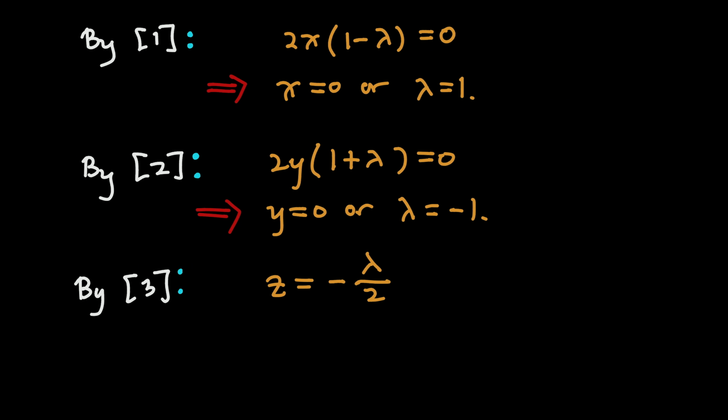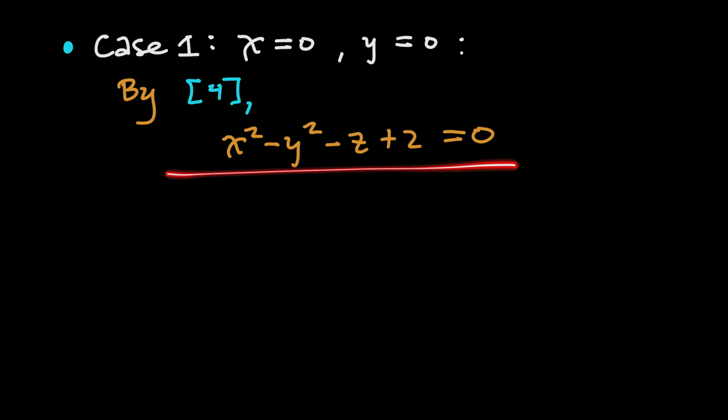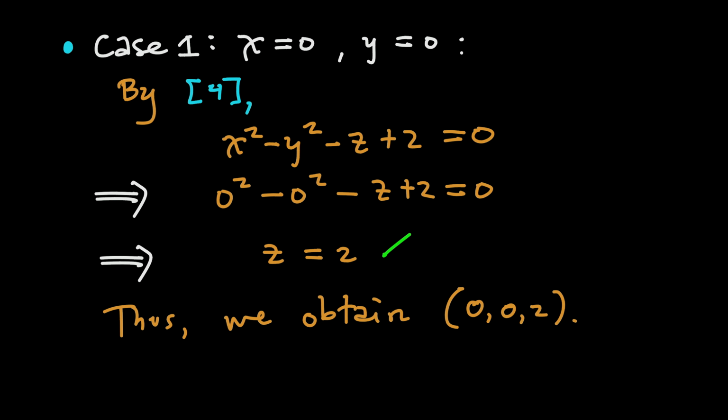So we have our case 1, which is this one. Since x and y are given, we can directly use the constraint to find the value of z. This one is 0, this one is 0, and transposing z to the other side gives us z equals 2. And thus we obtain this critical point.